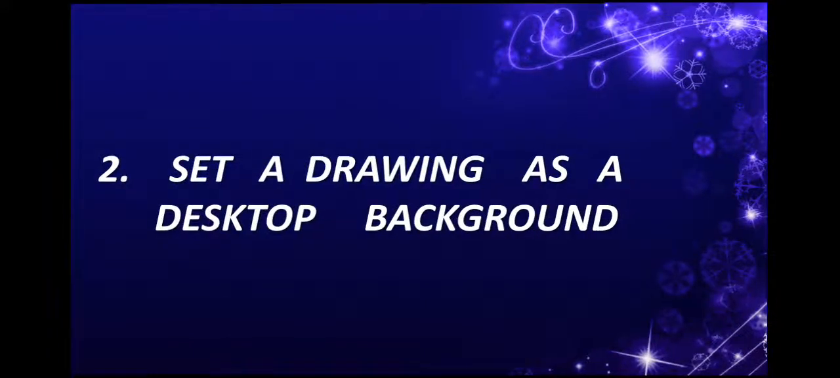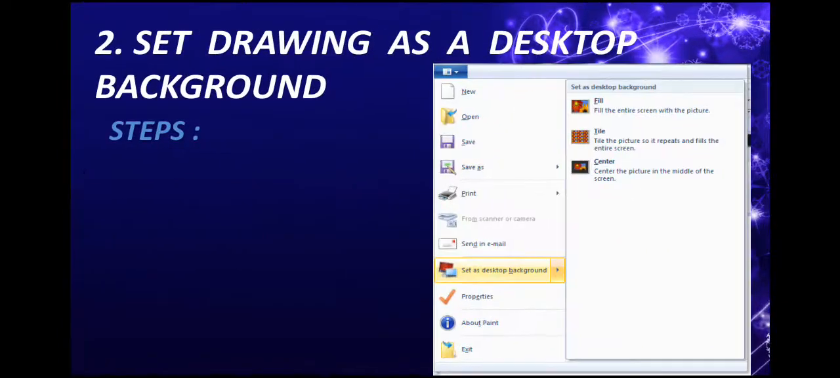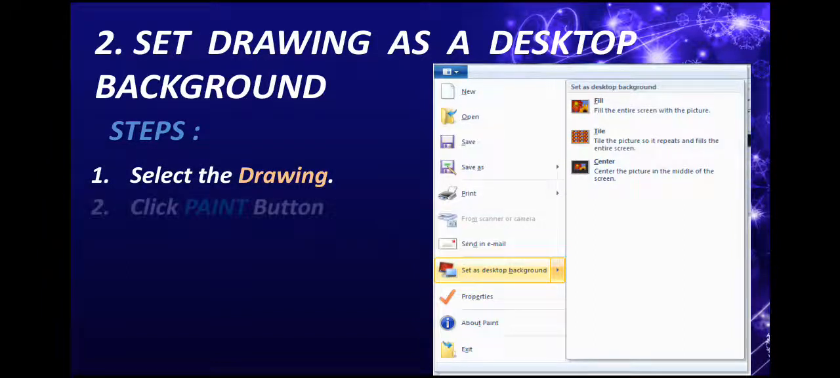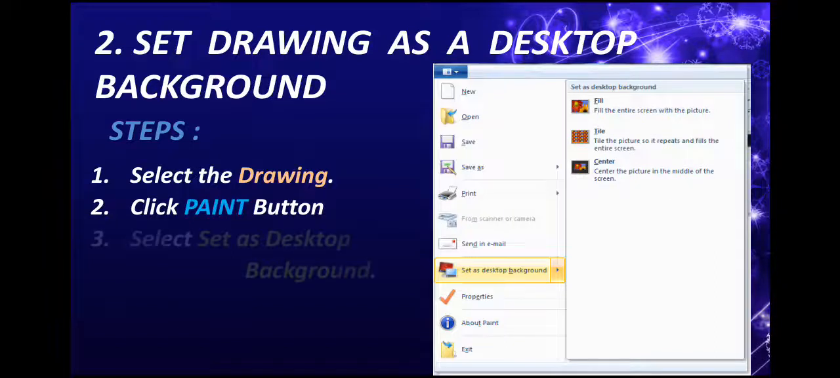Now, set a drawing as a desktop background. Secondly, we will discuss the steps for setting any image as the desktop background. Step number 1, select the drawing that is opened in the MS Paint window. Secondly, click the paint button. Where is the paint button? This blue colored paint button. Click on it and a list of options will open. From this list you have to select set as desktop background.